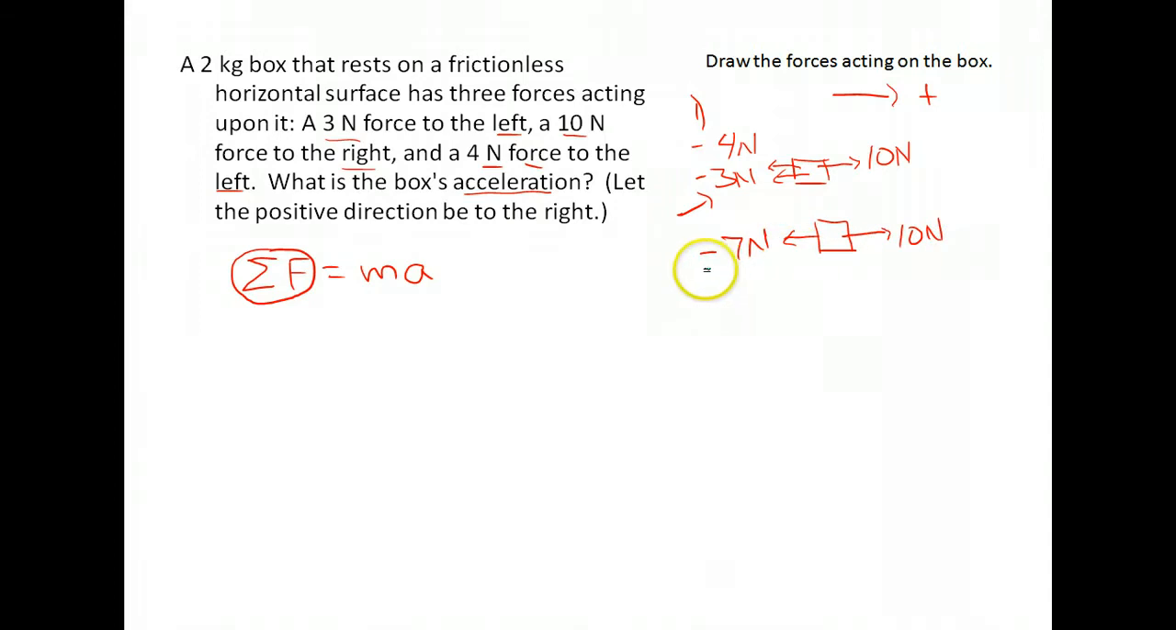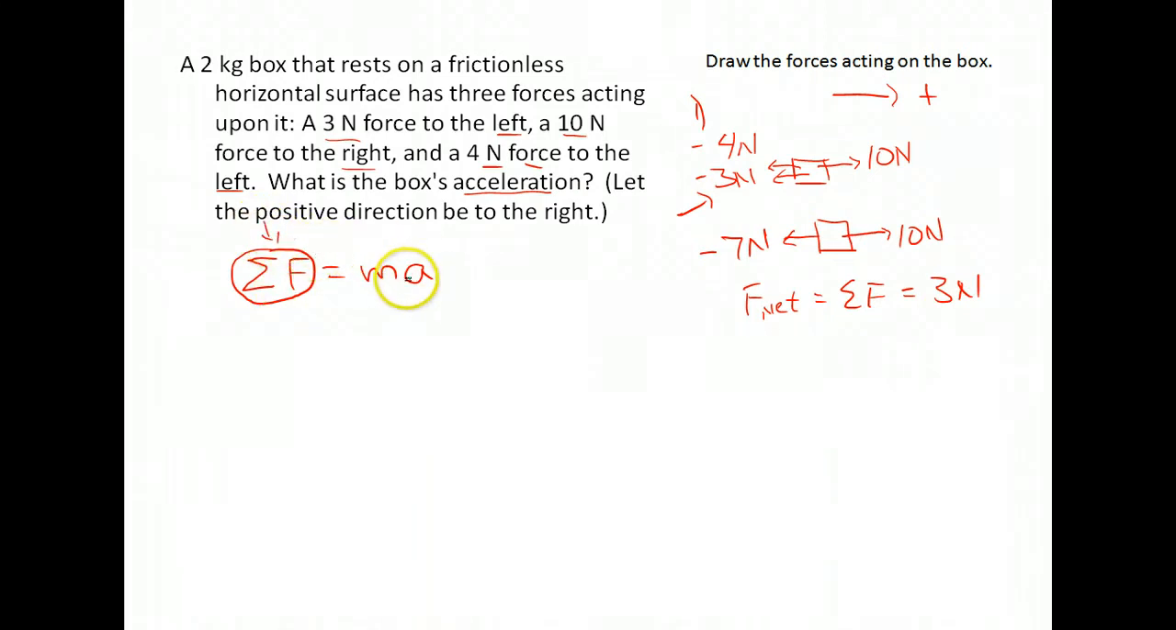10 minus 7 would give us a net force, or the sum of the forces either way, of 3 newtons. Okay, so we know that this number will be 3 newtons.